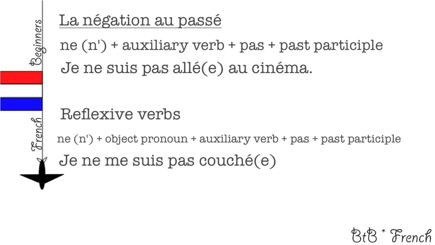La négation au passé. The format for forming negative sentences in the past in French is ne plus auxiliary verb plus pas plus past participle. Example, je ne suis pas allé au cinéma.